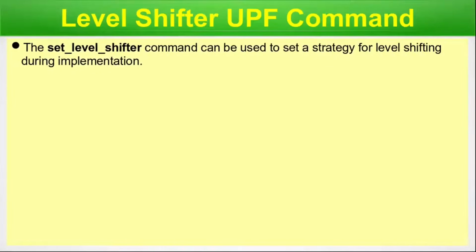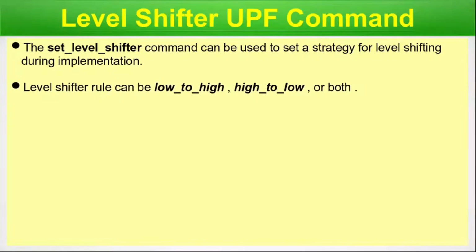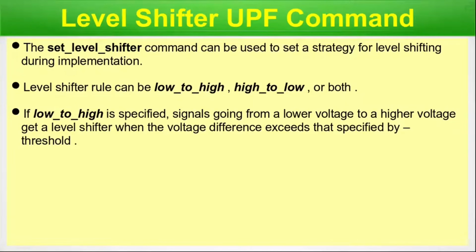The set level shifter command can be used to set a strategy for level shifting during implementation. Level shifter rule can be low to high, high to low, or both. If low to high is specified, signal going from a lower voltage to a higher voltage gets a level shifter when the voltage difference exceeds that specified by the threshold.